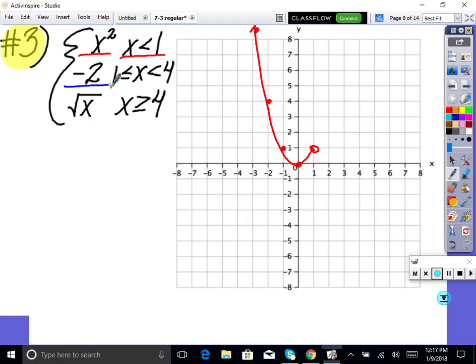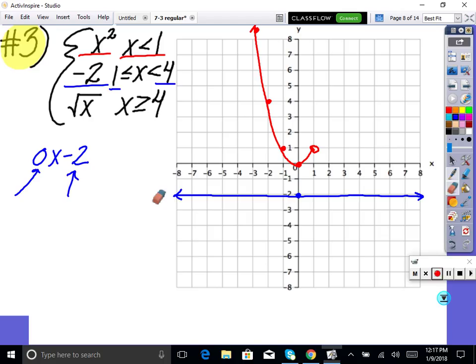Negative 2. I want to remind you, think of that as 0x minus 2, everybody. What's my y-intercept? Negative 2. What's the slope? 0. So it's like this since there's no slope. But we're only keeping that for values between 1 and 4. Does everybody see? So go and erase everything that's not between 1 and 4.